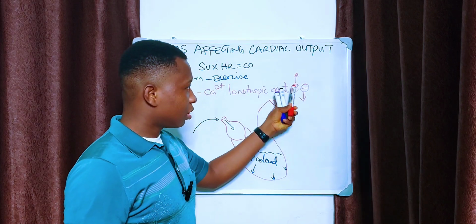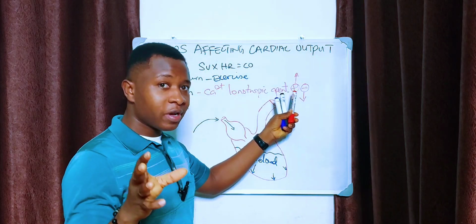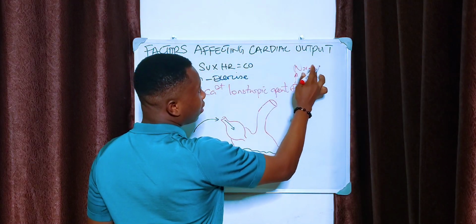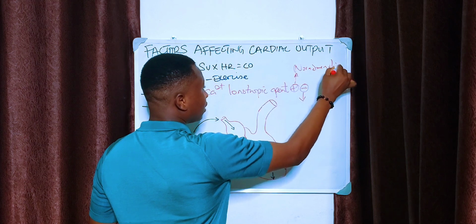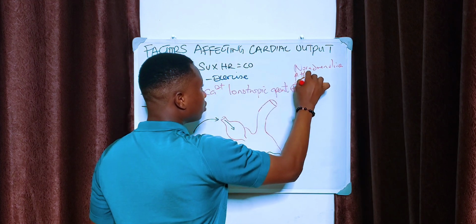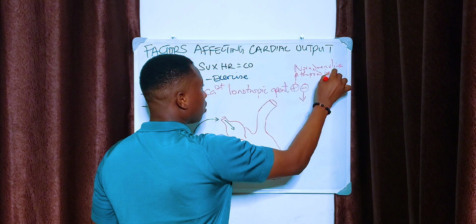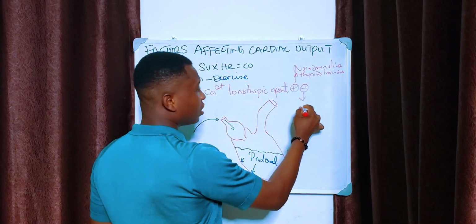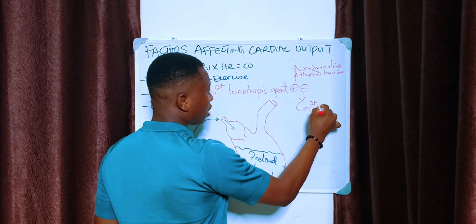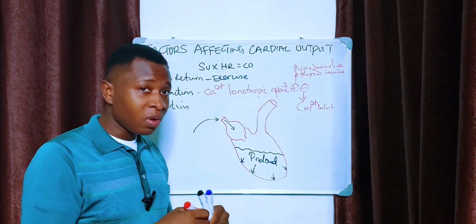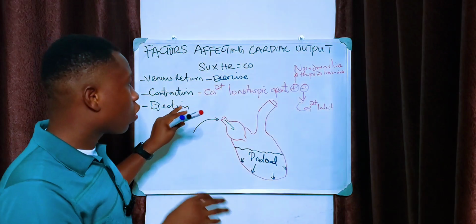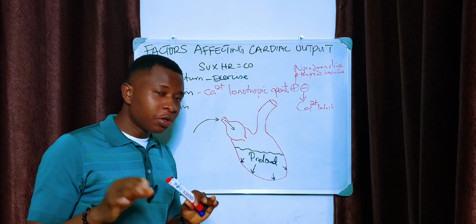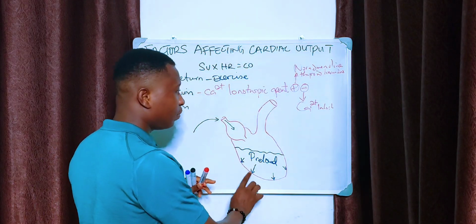And then, associated with this, the positive inotropic agents are noradrenaline and the thyroid hormones. Thyroid hormones and noradrenaline. Now, for the negative ones, you have things like calcium inhibitors and others. So that is that for contraction. Now for ejection, when the heart contracts, the blood leaves.